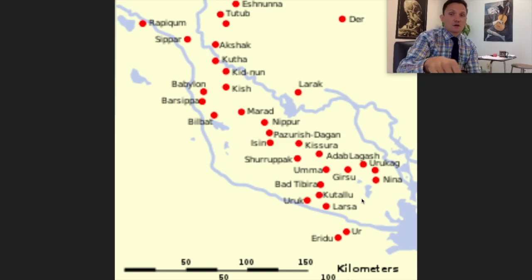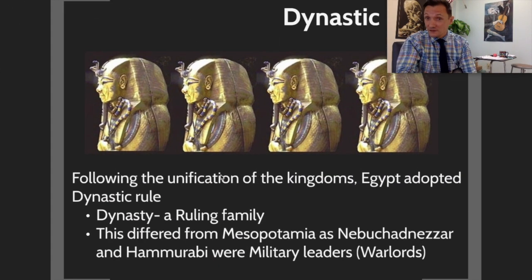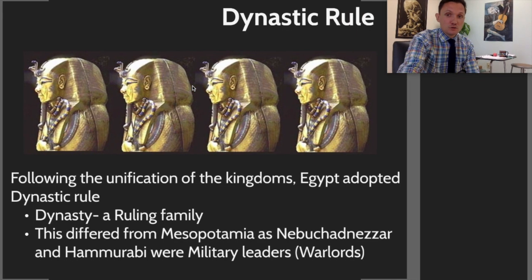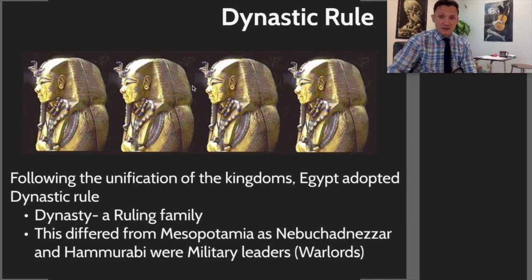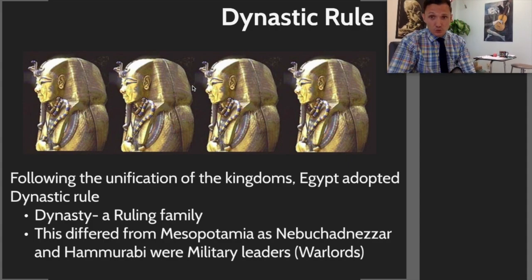Each city-state had their own gods. Each city-state had their own customs. Each city-state had their own resources in Mesopotamia. Whereas in wildly different sorts, Egypt was one unified culture under a centralized government. Speaking of that centralized government, what they used to rule over the entire thing was called dynastic rule, all right? So following the unification of the kingdoms, Egypt adopted something known as dynastic rule, or rule by a family, or a ruling family, right?